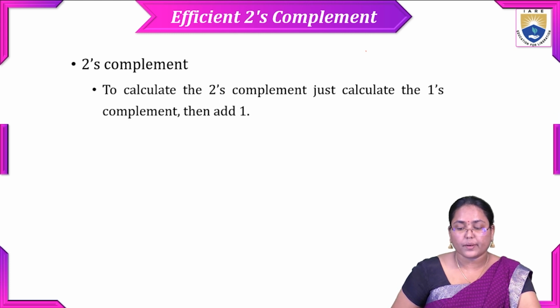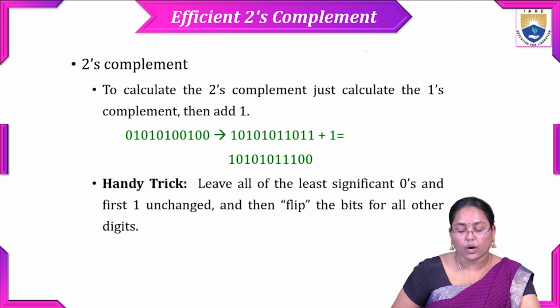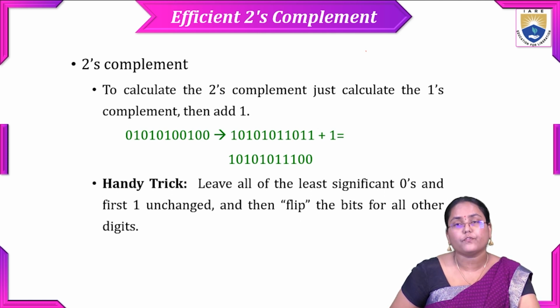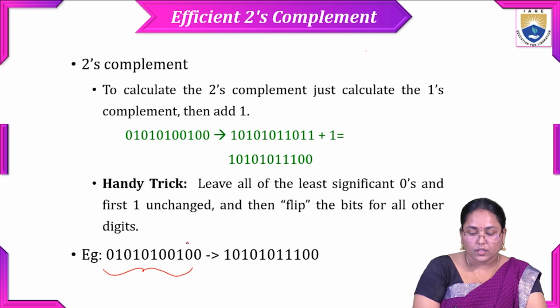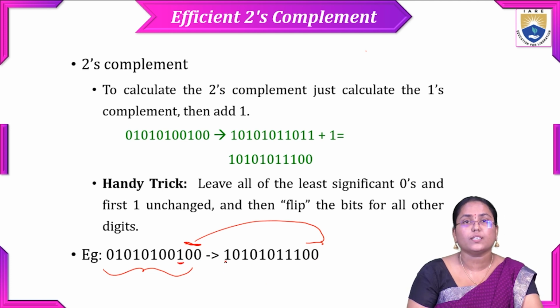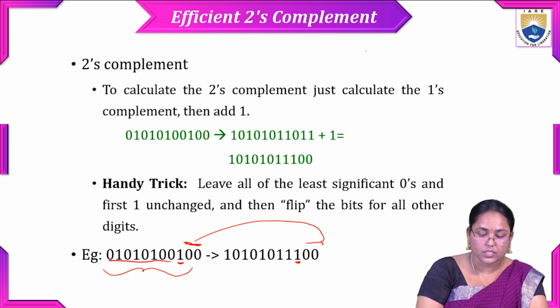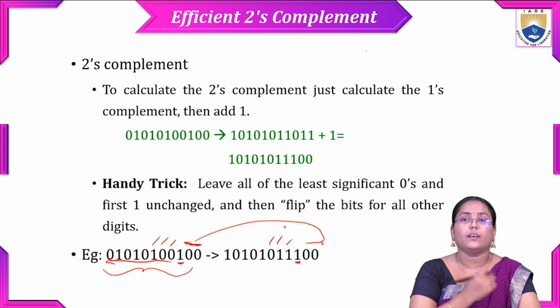To calculate the 2's complement, just calculate the 1's complement, then add 1. Or a handy trick is to leave all of the least significant zeros and the first 1 unchanged, then flip the bits for all other digits, which we have done. As you can see in this example, these 2 zeros we just place as such. As soon as I get 1, the rest of the digits till here, I'll just flip. 0 will be changed to 1, 0 to 1, 1 to 0, and likewise.